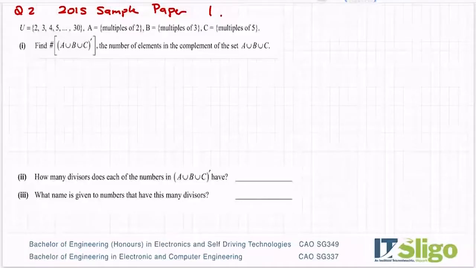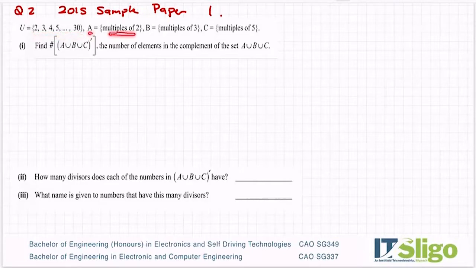Right, let's have a look at this one. It's off a sample paper. So question 2, 2015 sample paper on sets. The universal set is the numbers 2 to 30 inclusive. Okay, so all the numbers from 2 to 30.